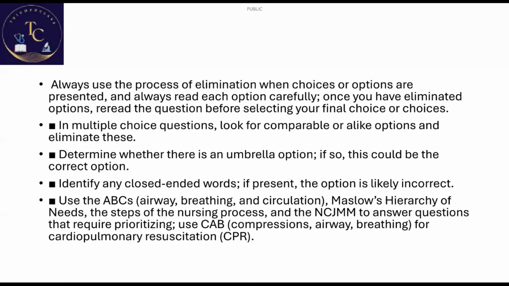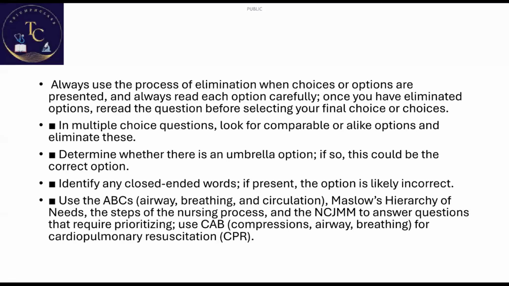In multiple choice questions, you look for comparable or alike options and eliminate these ones. So if you have words, synonyms there, words that mean the same, it should tell you that the answer can never be either of the two. So it means you have to eliminate them. Okay. If you are planning on writing NCLEX, I am saying that these slides are very important. This particular lecture is very important and it is going to guide you throughout your NCLEX journey.